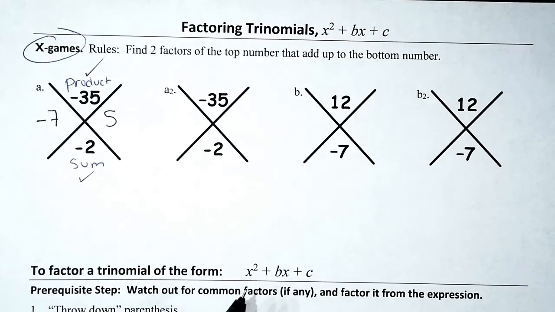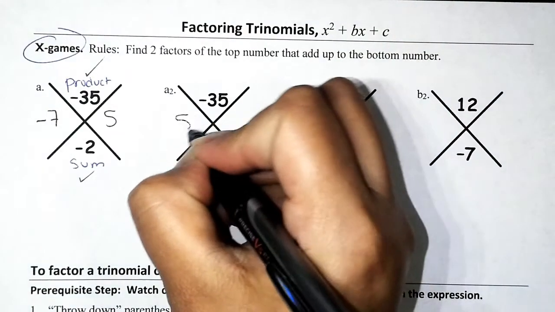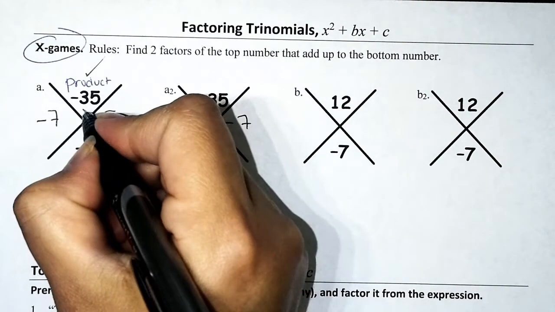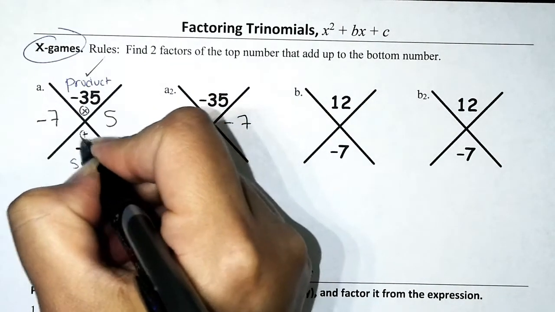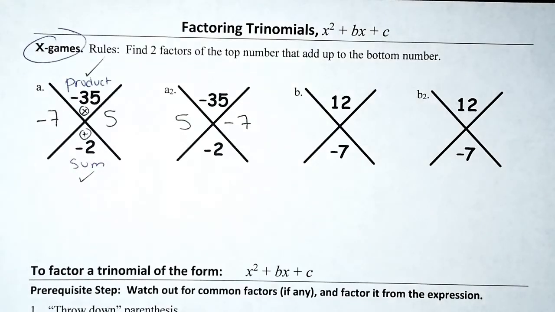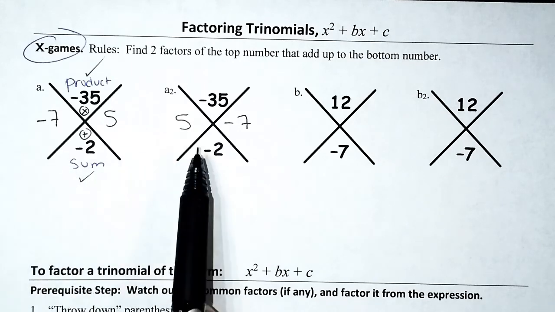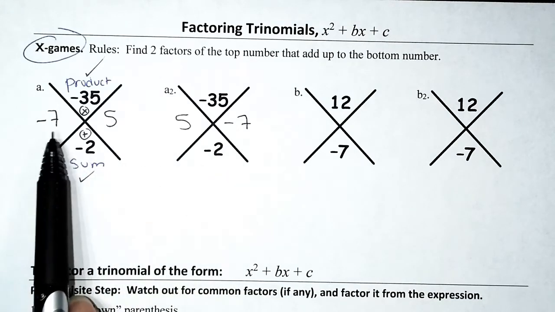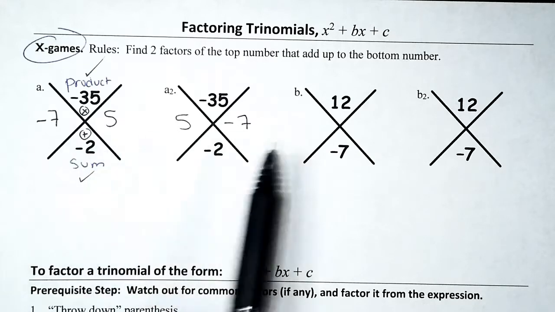Fantastic. Now, what if you're like, can we switch the sides? Oh, most definitely. Why can we? The reason is because both multiplication and addition are commutative. For multiplication, the order in which we multiply doesn't matter. Addition is also commutative; the order in which we add does not matter. So if I give you an X game and say, knock yourself out, you can put the negative 7 and 5 in any order of your liking.